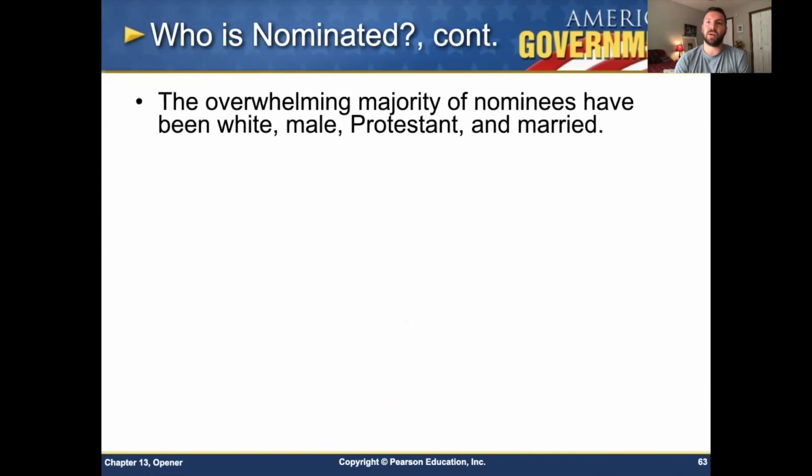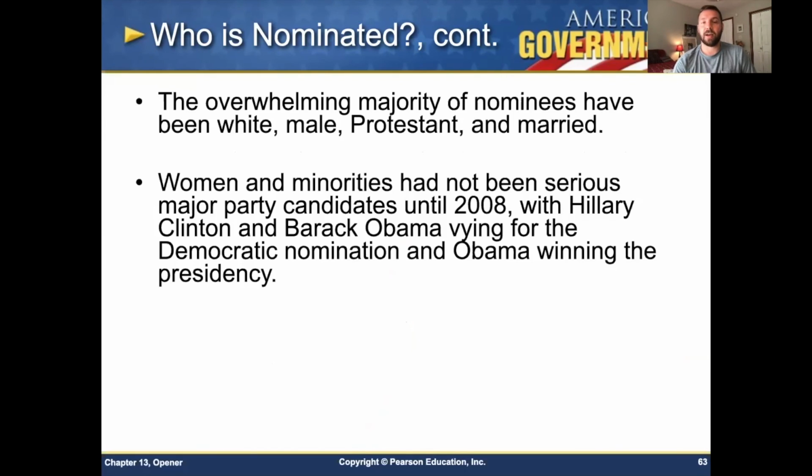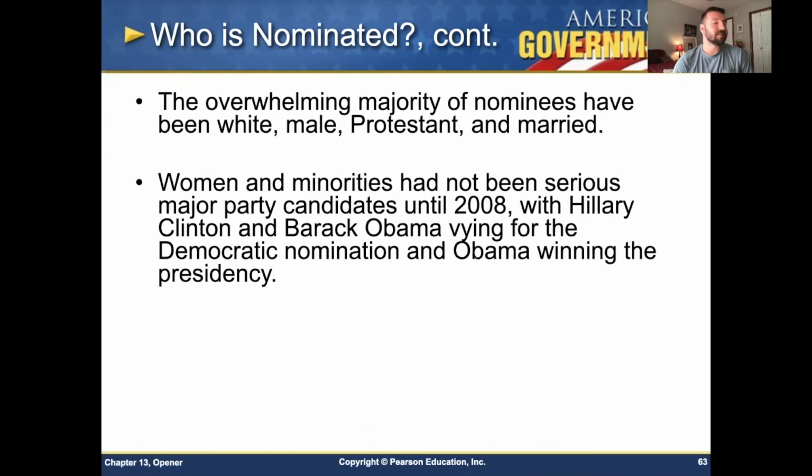The overwhelming majority of nominees have been white, male, Protestant, and married. Again, there are exceptions to any of these things. Most of them have been white. I mean, it's still true, but you have Obama, the first African-American president. Male, to this point, we have had only male presidents. That is going to change at some point. It came real close to changing in 2016 when Hillary Clinton won nearly 3 million more votes than Trump did, but lost the Electoral College. There's going to be a woman president someday, probably sooner rather than later.